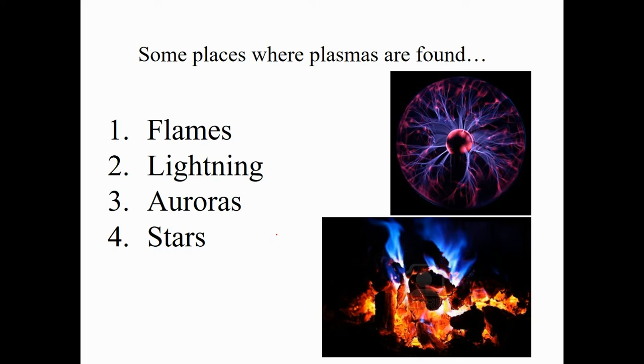Now, some places where we find plasmas, right? Flames, those are plasmas. Really common misconception that fire is a reaction. Fire is not a reaction. It's the product of a reaction. It is a plasma, okay? Lightning is a plasma. The aurora, like the northern lights, are plasmas. And the stars, all right, are big balls of plasma. We'll talk about that in a second.